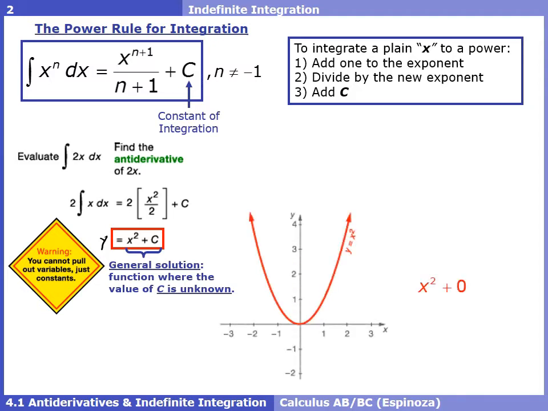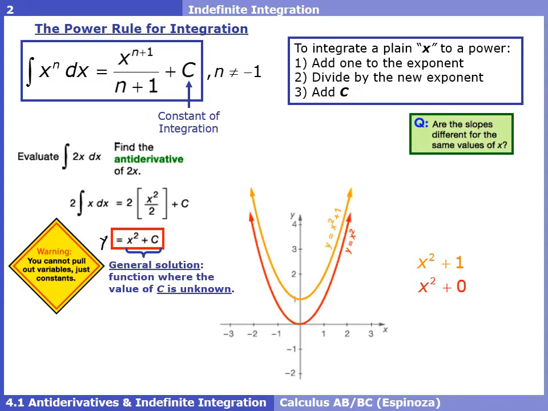So now let's talk about why there is a plus c and why you're always going to have to remember to put a plus c when you find an antiderivative or when you take an integral. And the best way I can get you to see that is maybe visually here. Let's pretend I knew that c was 0. We don't know it's 0, but let's pretend we knew it was 0. Let's also pretend we knew c was 1 in a different scenario. And answer this question. Are the slopes different for the same values of x?